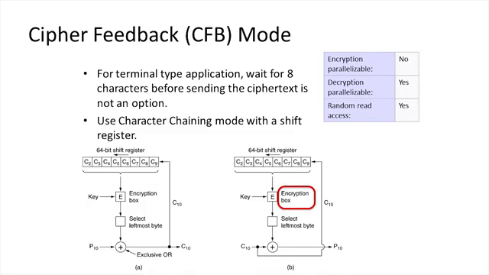Since each cipher character needs to wait for the previous shift register encryption result, the characters cannot be encrypted in parallel. It has to be done in a sequential manner. For the decryption side, once you receive enough previous ciphertext characters to fill in the shift register, you can start the decryption process. Therefore, decryption can be parallelized. So is the random read access.